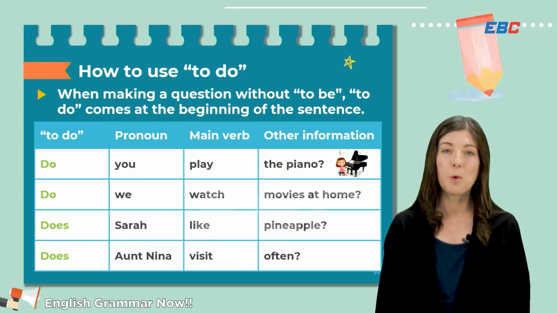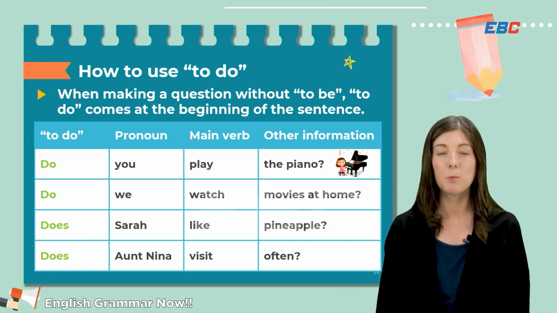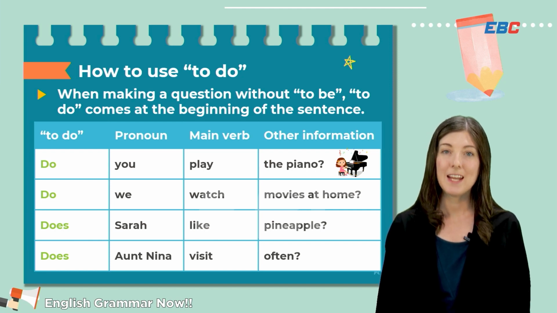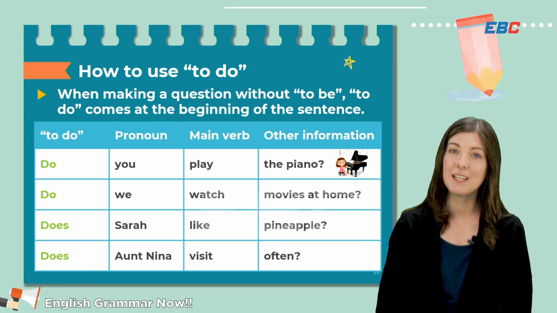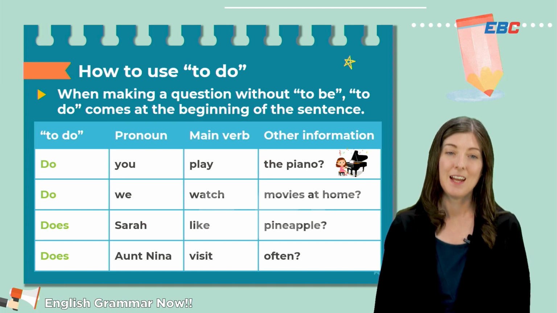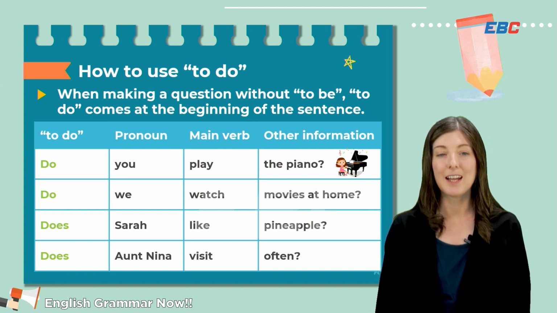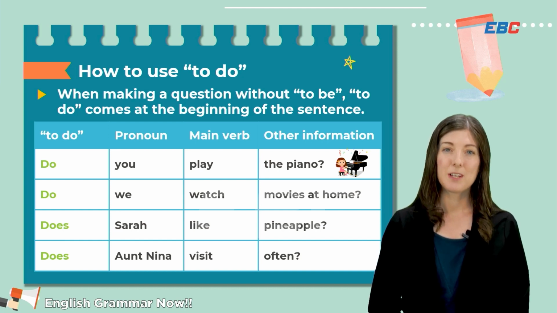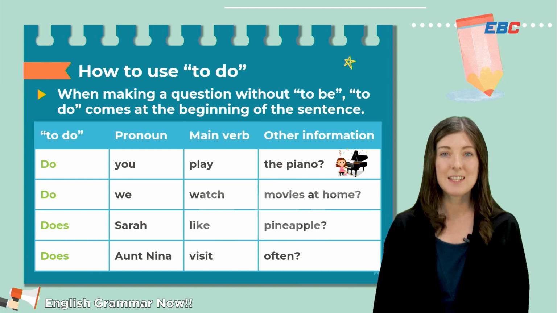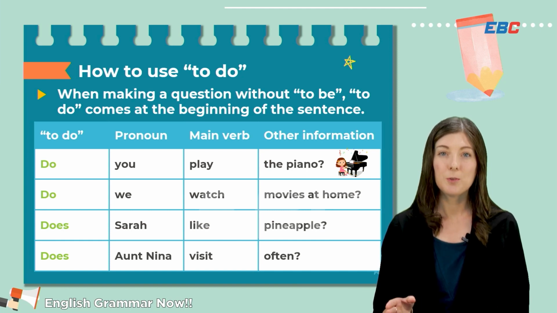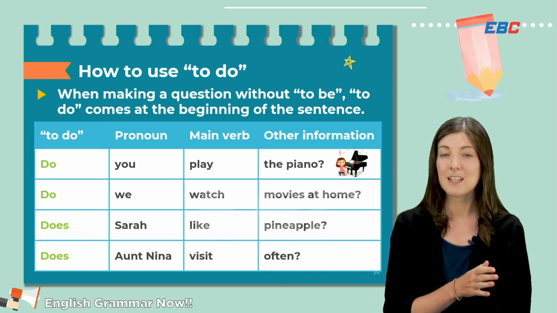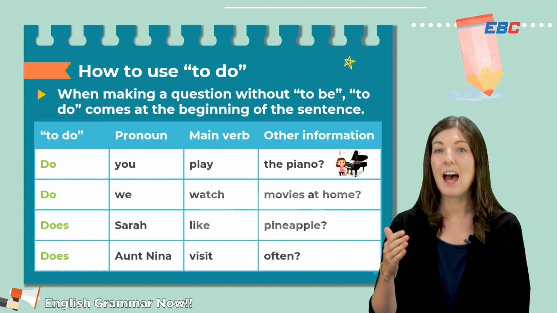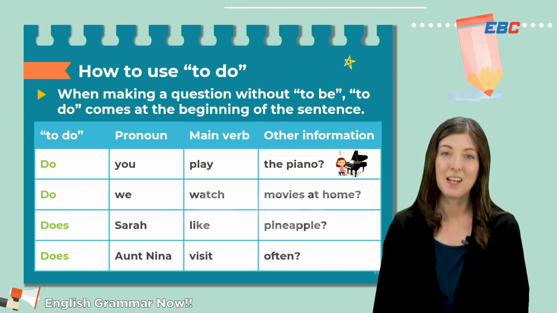When we make questions with to do, we do a similar thing as we would with to be. We take the verb and move it to the beginning of the question. So our questions would look like, do you play the piano? You'll notice that the two verbs do not stay together. Do moves to the front of the sentence, but the main verb stays after the pronoun. Do you play the piano?